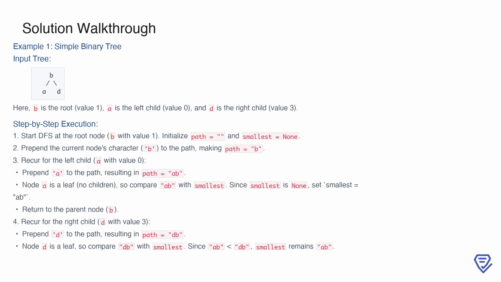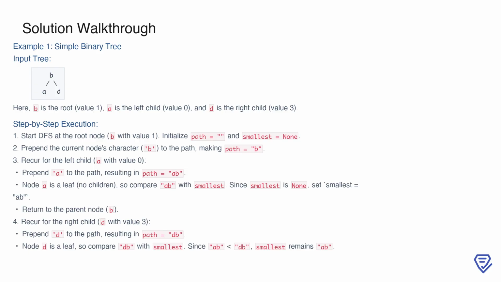Let's start by examining a simple binary tree example. The root of this tree is the node labeled B, which has a value of 1. It has two children, the left child A, with a value of 0, and the right child D, with a value of 3. Our goal is to find the smallest string that starts from a leaf and ends at the root. We'll accomplish this using depth-first search, or DFS.